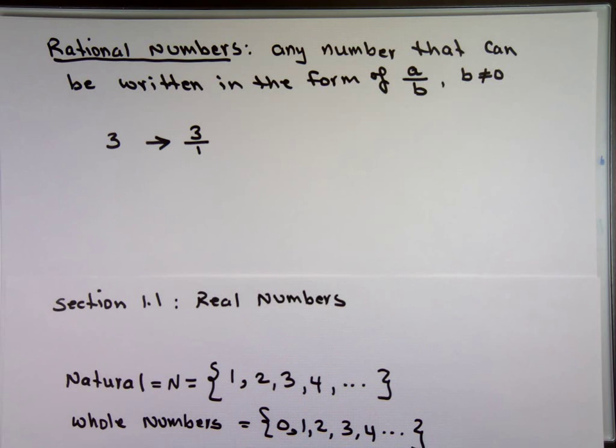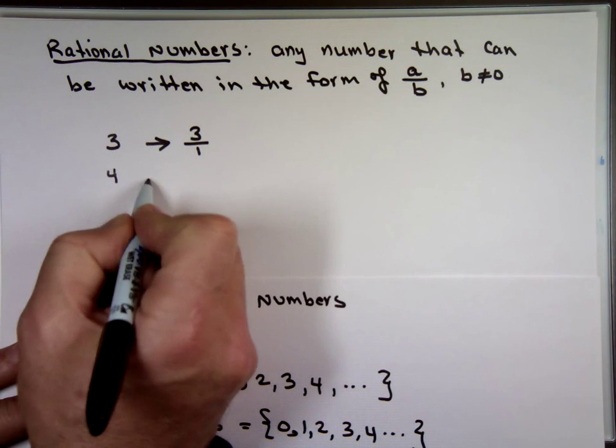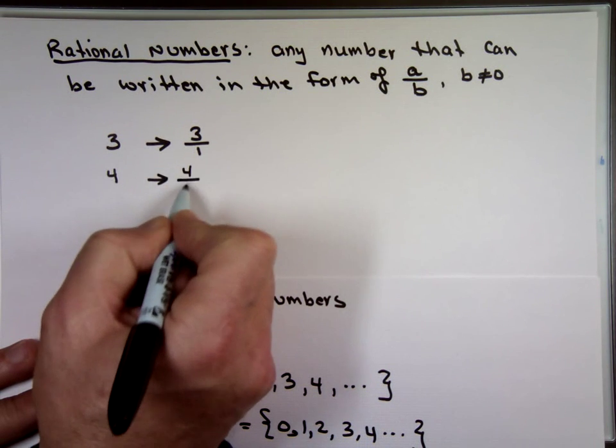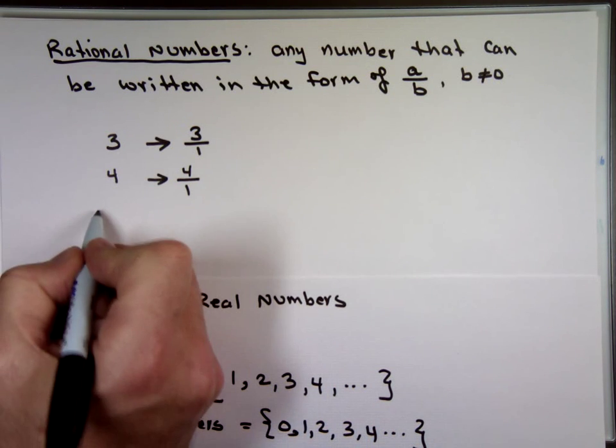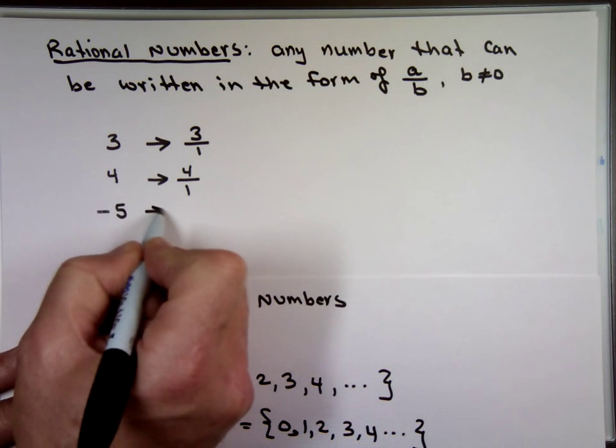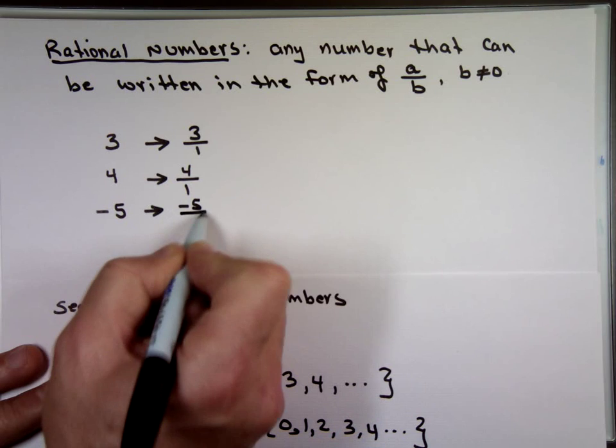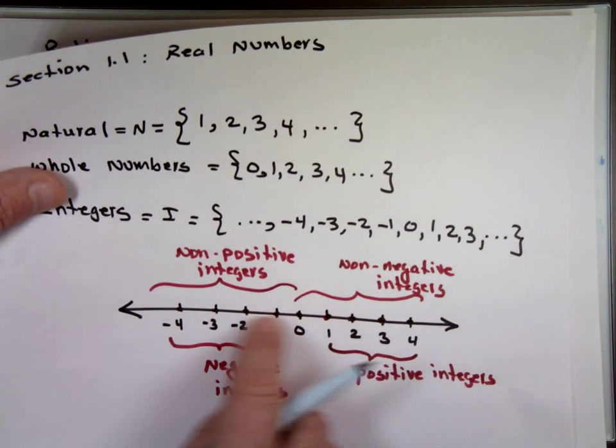You said over anything. If you wrote 3 over 10, it's not a 3, it's 0.3, right? And 3 over 3 becomes 1, so it changes value. So any number you can write over 1. So 4 is a rational number because you can write that 4 over 1. Negative 5 is a rational number. You can write that negative 5 over 1. So all these dots that you see here are rational numbers.